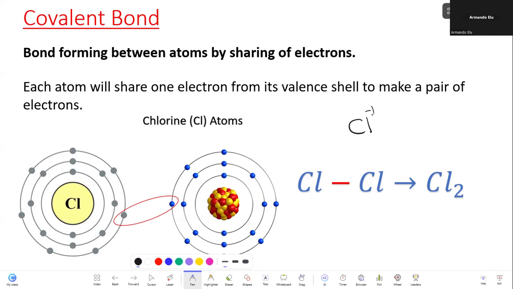Can you read this for us? Covalent bonding: bond forming between atoms by sharing of electrons. Okay, continue. Each atom will share one electron from its valence shell to make a pair of electrons.